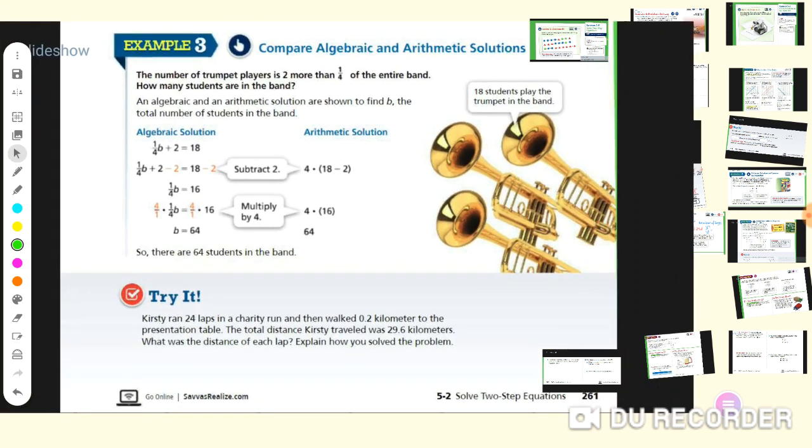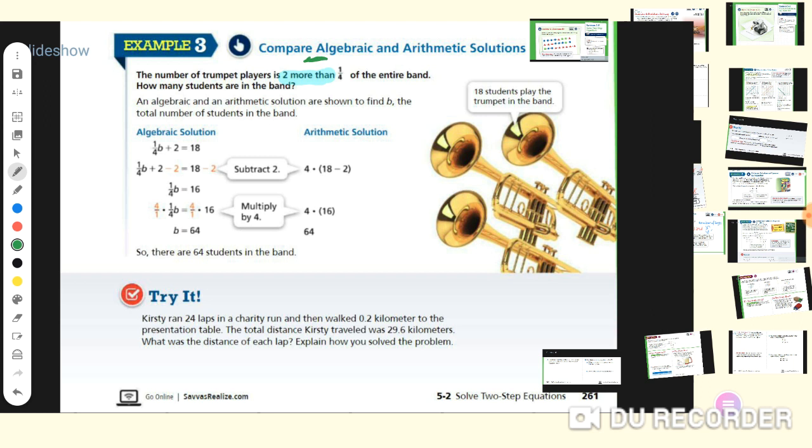The number of trumpet players is 2 more than. Wait. What is the meaning of the word "more than"? It's a keyword. Yes, it means we will make subtraction. So it's a subtraction problem. So 1/4 of the entire band.